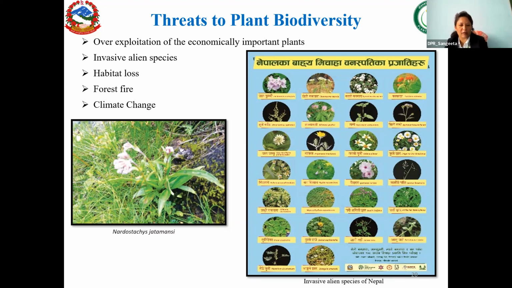Now another one is climate change, and it is an international and global issue. Due to climate change, we are losing many of our species, and some species may migrate to the upper elevations, and their phenology may change, and their effect may diminish due to climate change effects.